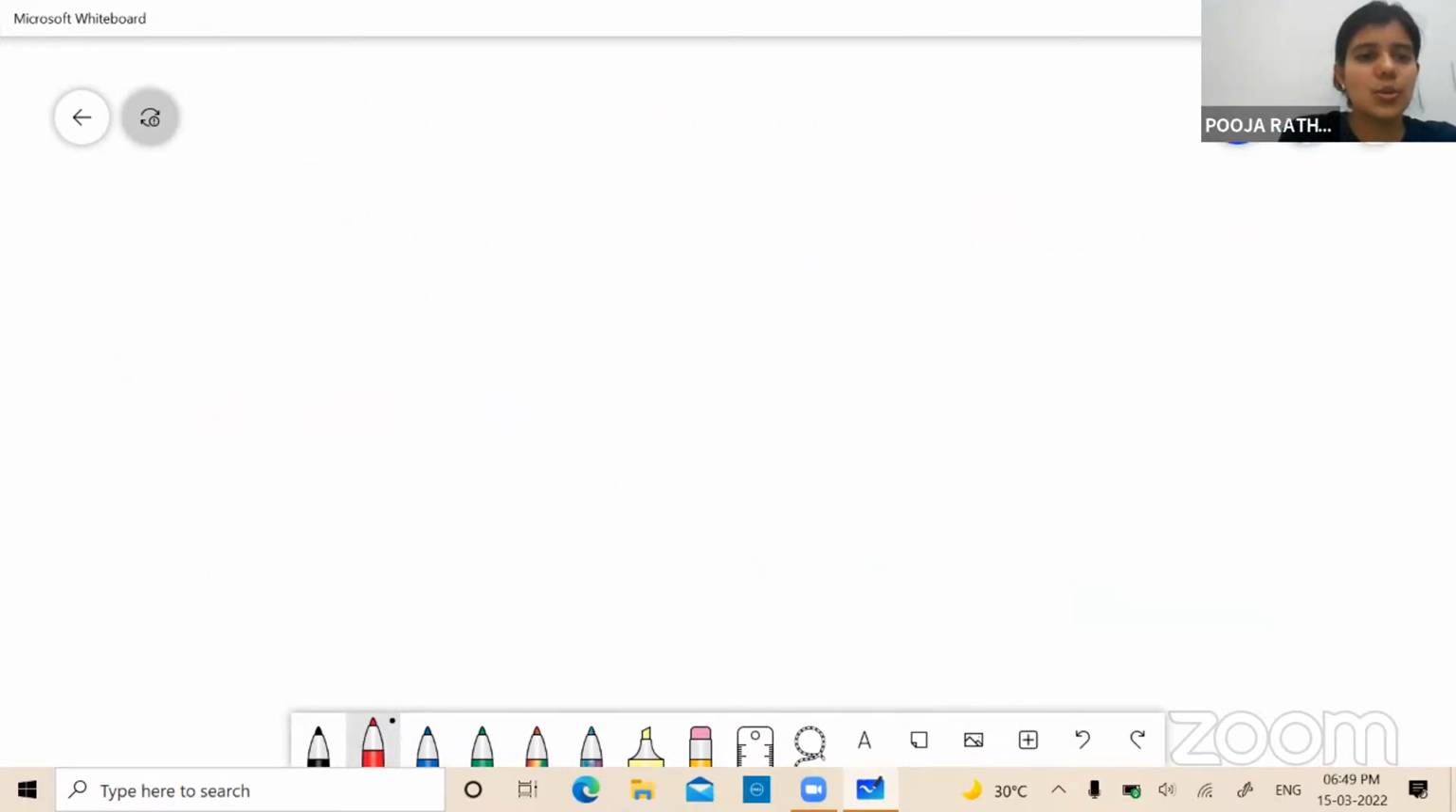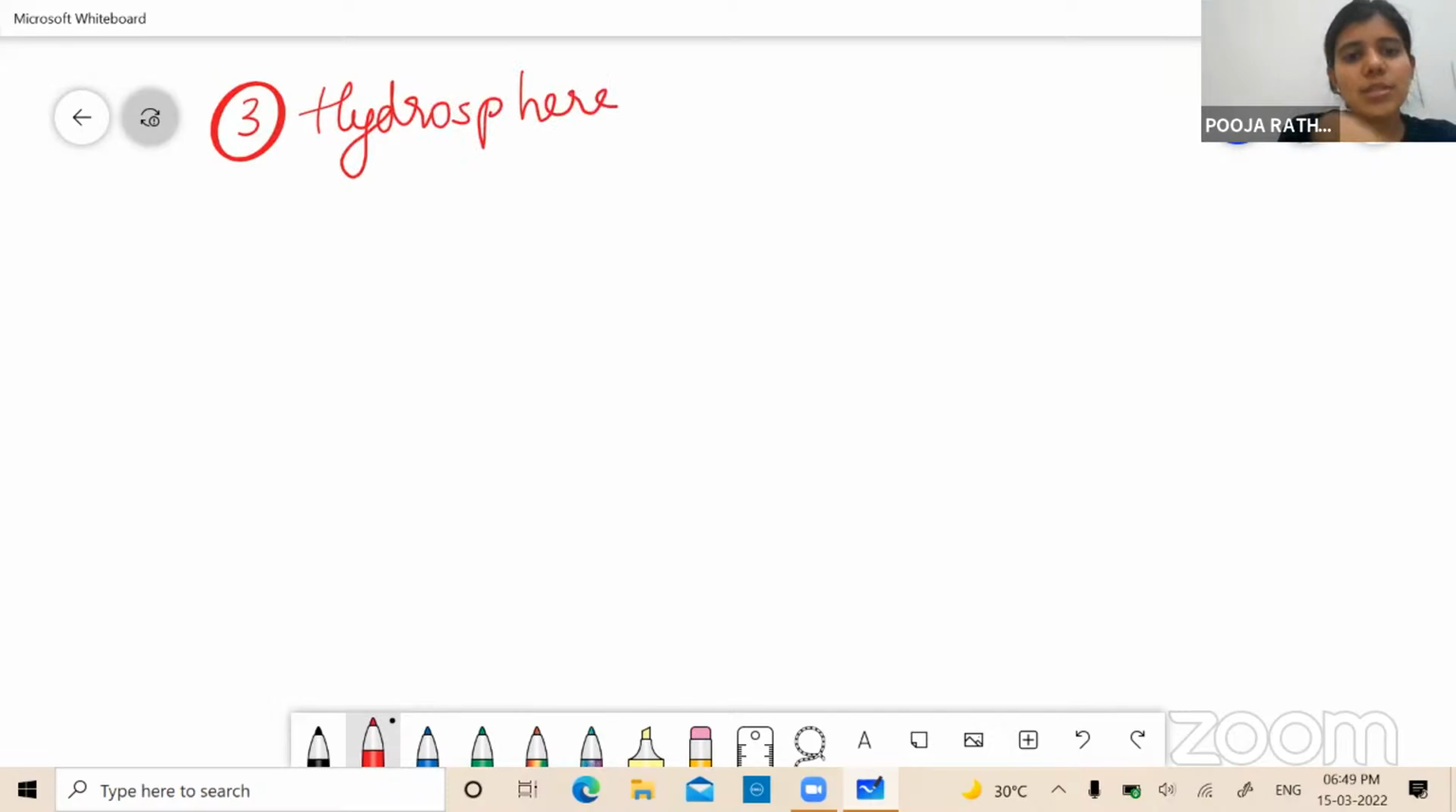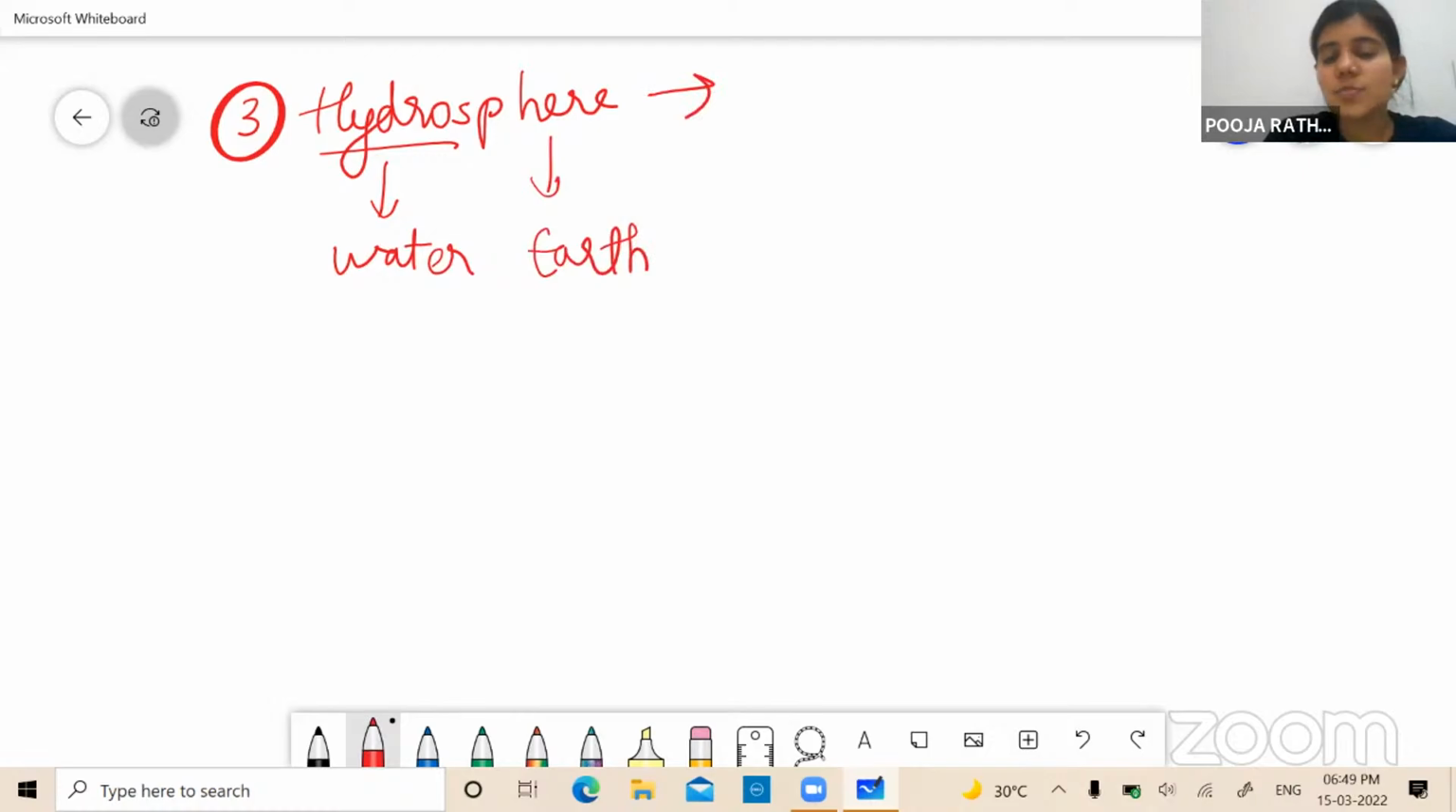Next, we will move to the hydrosphere. The third one is hydrosphere. Here, hydro means water, and sphere means earth. So the part of earth which wholly contains water will be called hydrosphere.